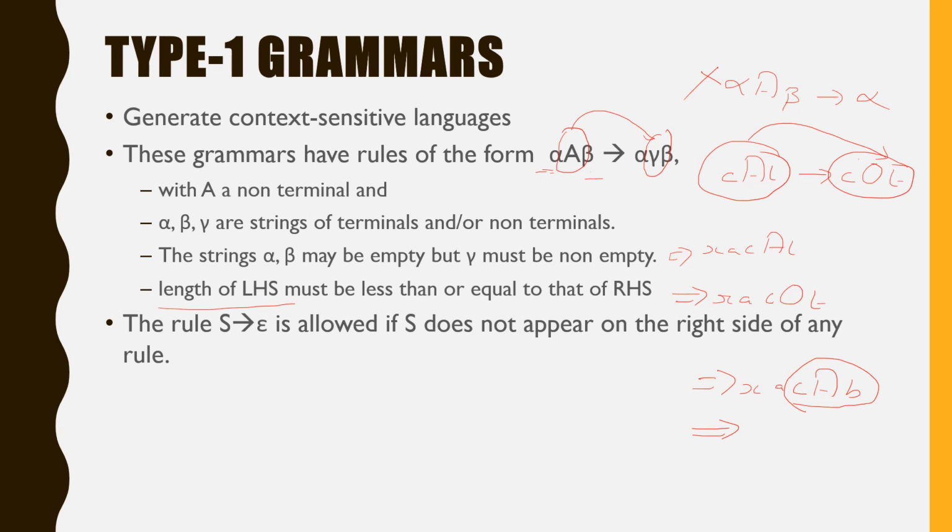So we should not have something like A derives S. If we have a production like A derives S, then S derives epsilon is not possible in a context sensitive grammar.